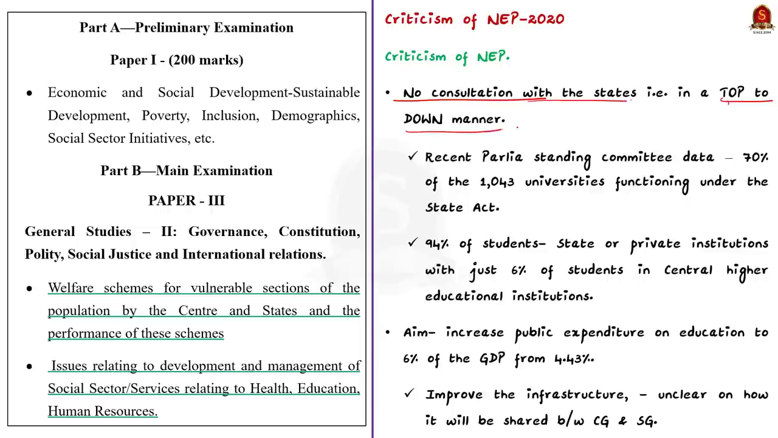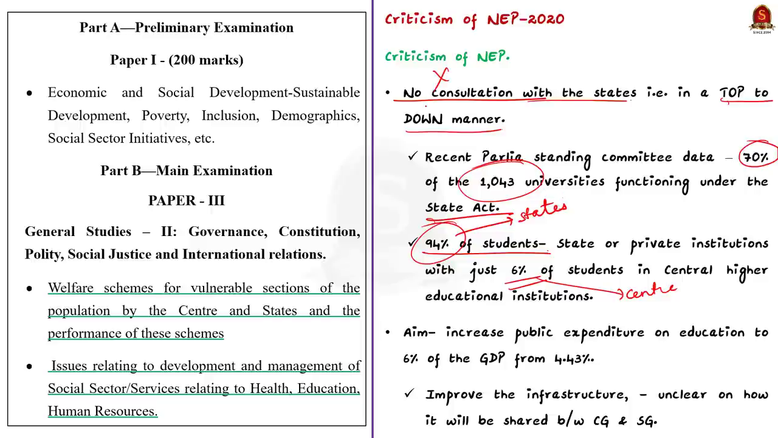Recent data from the Parliamentary Standing Committee states that out of 1043 universities functioning in the country, 70% come under the States Act. It also says that 94% of students are in state or private institutions, with just 6% of students in central higher educational institutions. So from this we can understand, states are major stakeholders in policy making, and not getting their consent is a major drawback of this policy.